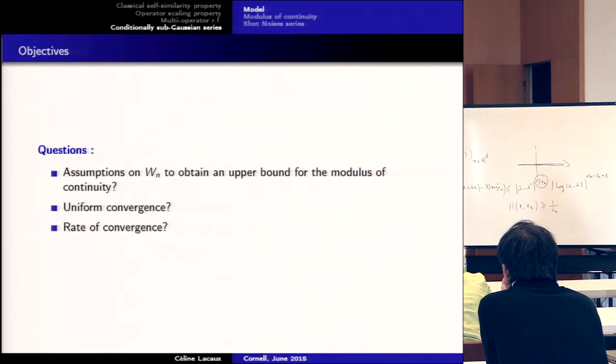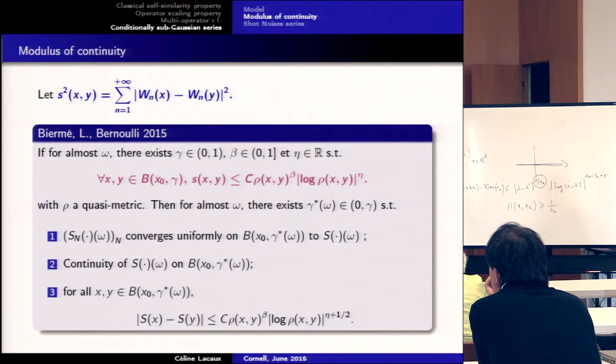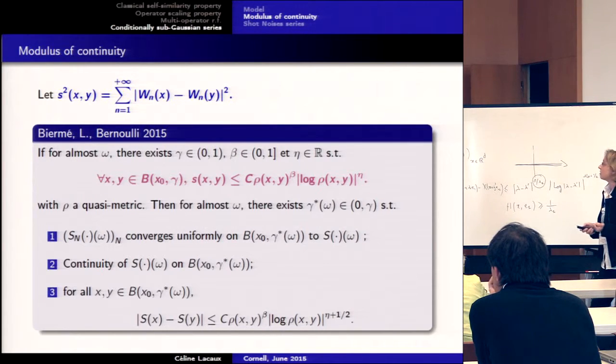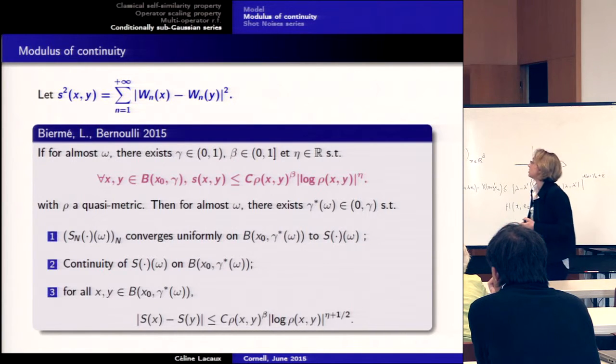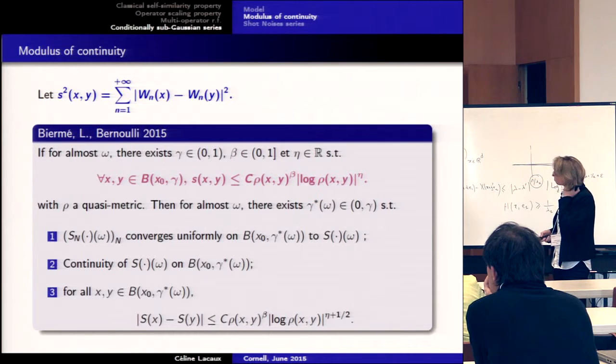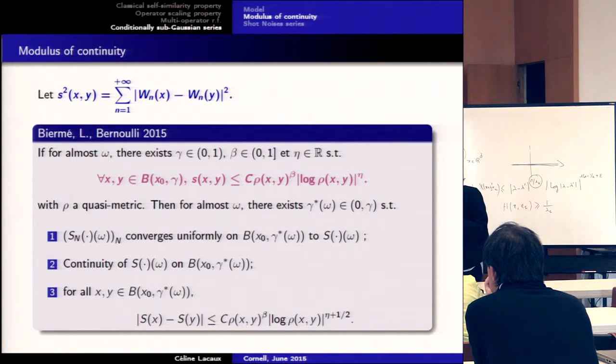So the assumption, I focus of course on the first point. The assumption we need is about the equivalence of the conditional variogram, which is given by this. And if you have some control on this, you can answer the first question. So for the control, you need to prove that S between x and y, you can control it by this kind of control where rho is a quasi-metric. So that's like the quasi-norm, but it's a metric and not a norm.